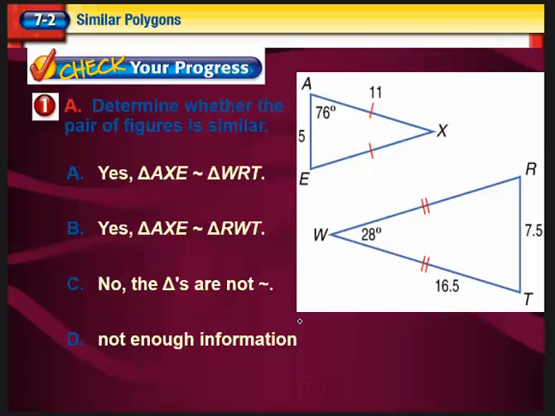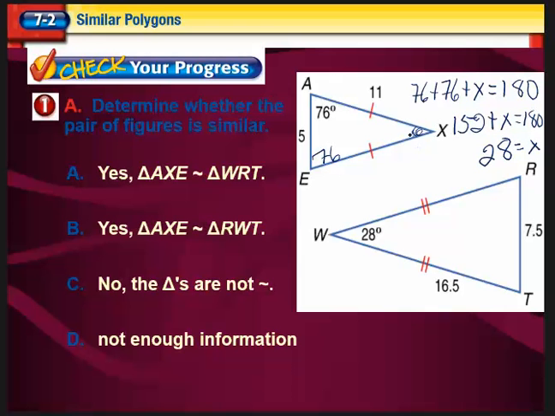Okay, one more. Determine whether these are similar. Again, we got to fill in some missing parts here. Because I have an isosceles triangle, I know that this base angle here is going to be 76. I'm going to find my missing vertex angle by adding the three angles together and setting them equal to 180. Okay, 76 plus 76 is 152. What's 180 minus 152? 28. Okay, so this is 28.